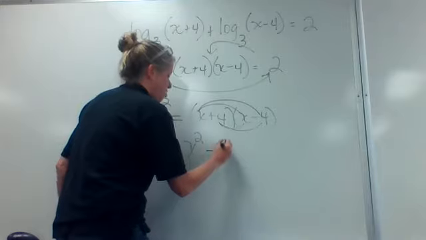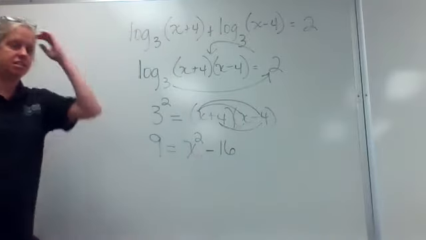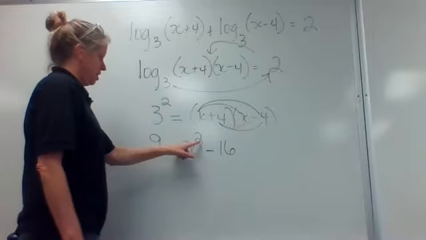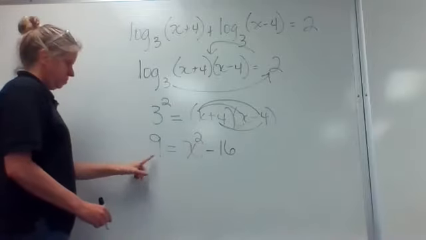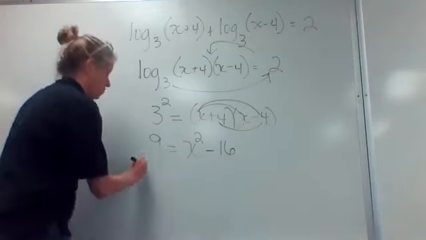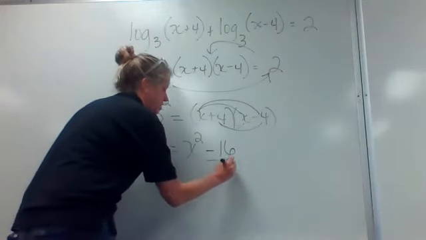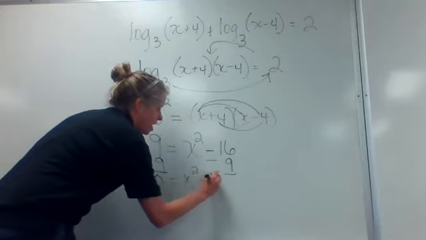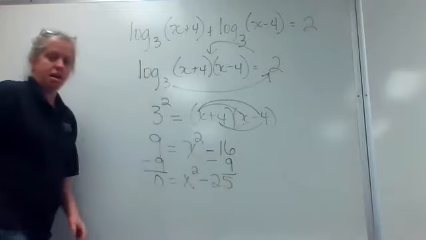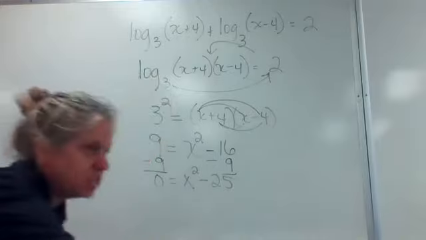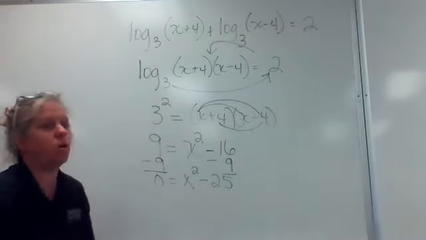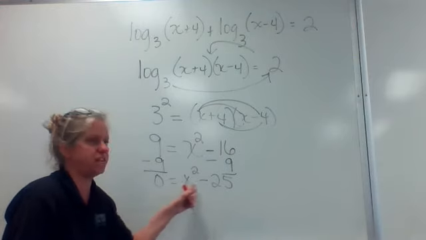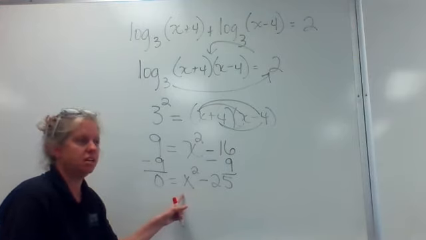So I'll just jump straight to my last. +4 times -4 is -16. It is quad, which just means I need to move the 9 over. So subtract the 9 from both sides. So 0 equals x squared minus 25. So either put that in quad or this is not a bad factoring, right? It's difference of perfect squares.